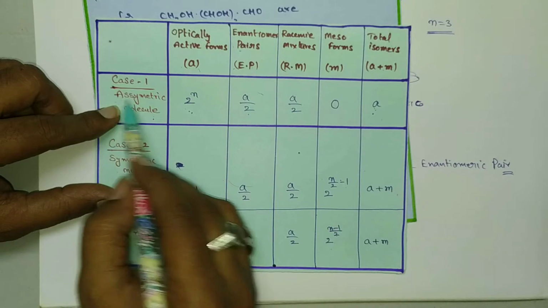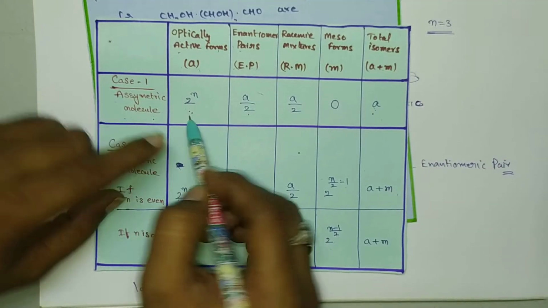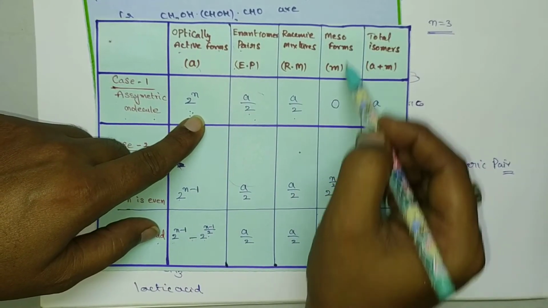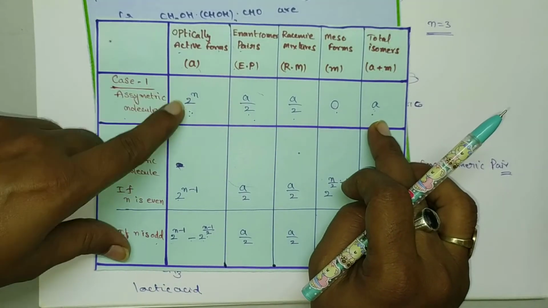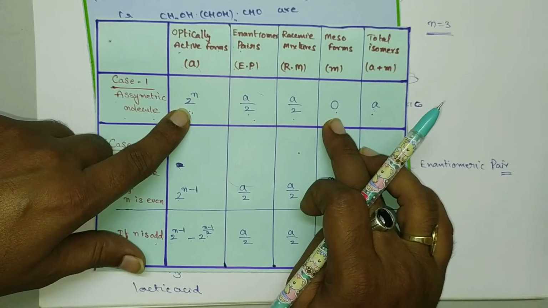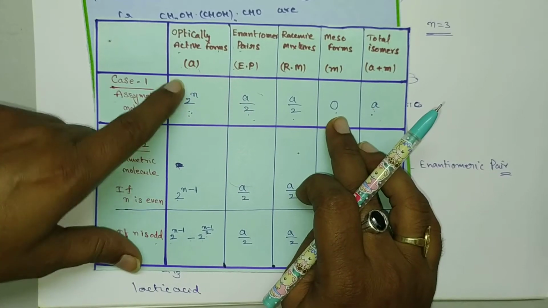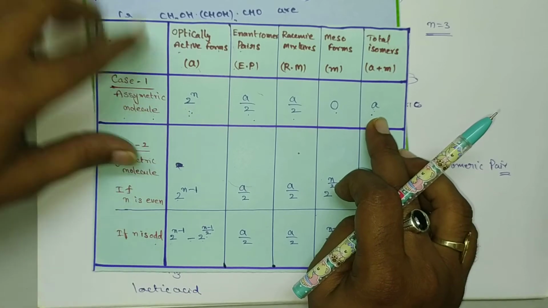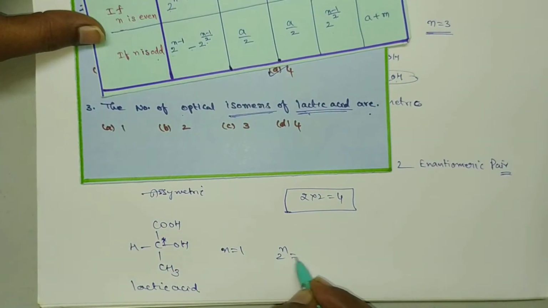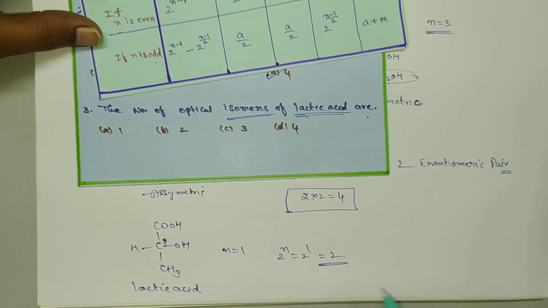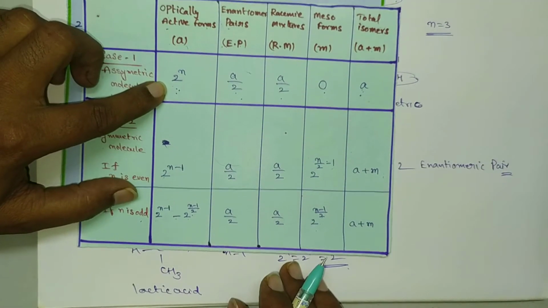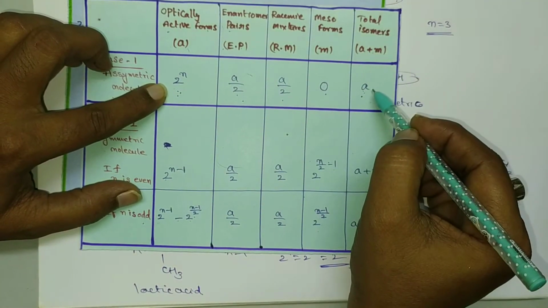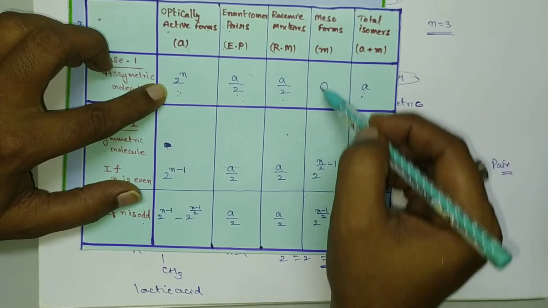Okay, clear. So here we have optically active forms, enantiomeric pairs, racemic mixtures and mesoforms. The total number of isomers is equal to optically active forms plus mesoforms. Here there are no mesoforms, that's why it is equal to 2 power n only. So 2 power n is 2 power 1, which is 2 only. The total number of optically active isomers is 2 power n. Again the total isomers are also 2 power n, because there are no mesoforms.